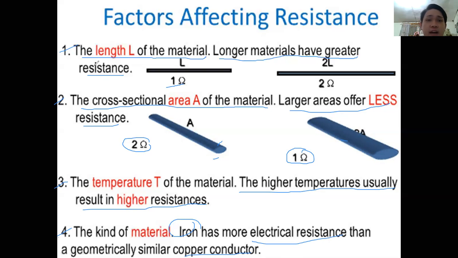So here are the factors affecting resistance that I want you to remember. The first one is the length of the material. The second is the cross-sectional area of the material. Next is the temperature of the material. And the fourth one is the kind of material. So these 4 factors will affect the resistance. I hope you will be able to remember this.